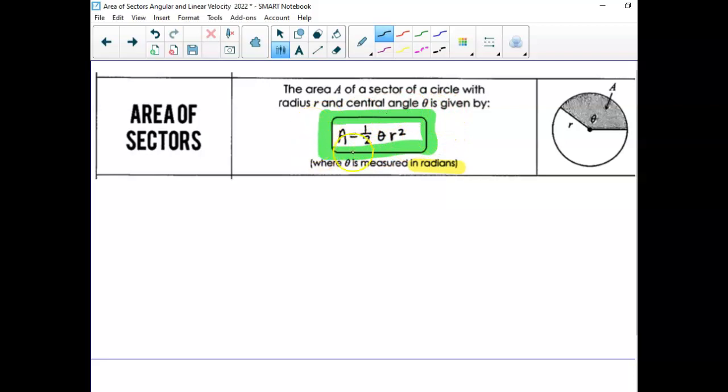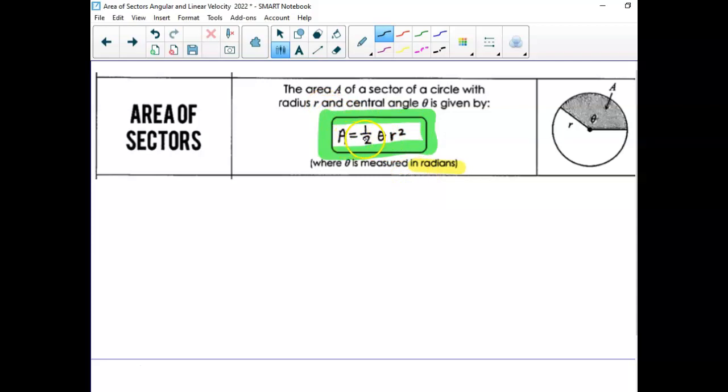This formula should be on your reference sheet. Somebody double check in for me that it's on the reference sheet. It's the only one that has an A. It's the area of a sector. Okay. There is a formula for area of a sector that you used in geometry, but that was in degrees, and it had to do with area of a circle, which this one kind of does too, but this one doesn't have a pi anywhere in it because it's part of theta.